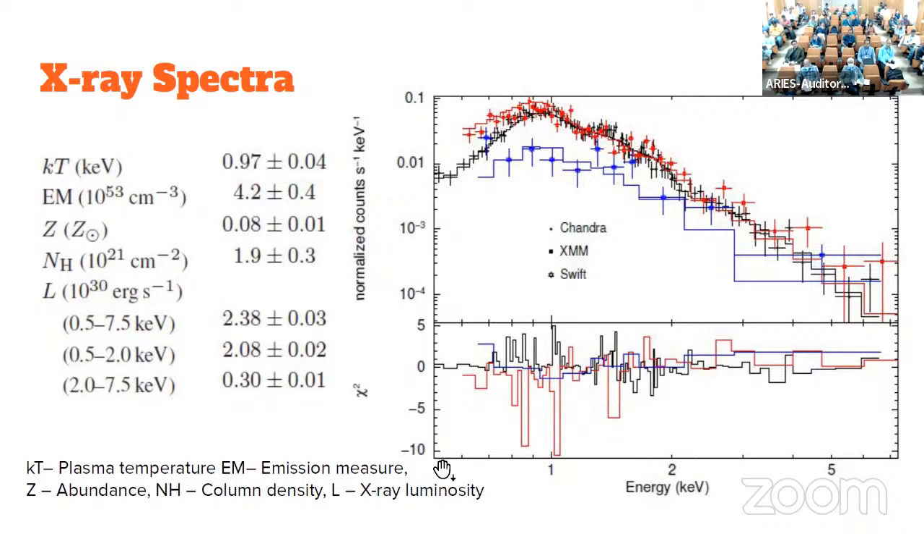And for the X-ray luminosity, we found the luminosity in two bands, 0.5 to 2 keV and 2 to 7 keV. Then we found that it is more X-ray luminous in the soft X-ray band than in the hard one. So I would say it's a soft X-ray source. Super soft X-ray, I will not coin it because that term is used for the X-ray binary people. So it's a very soft X-ray source.